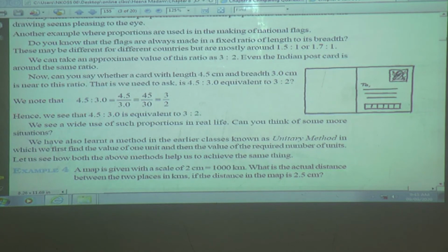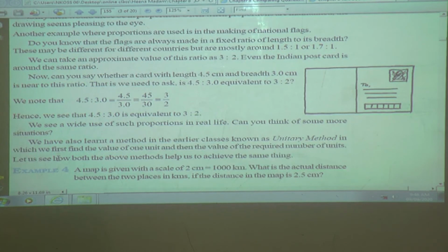We have also learned a method in the earlier classes known as the unitary method, in which we first find the value of one unit and then the value of the required number of units. We had learned the unitary method in the 5th standard. First we find the value of one unit, and whatever the required units, we multiply to get it.